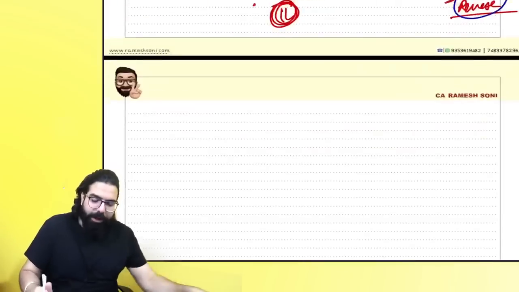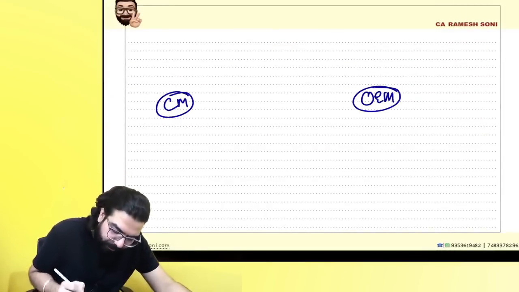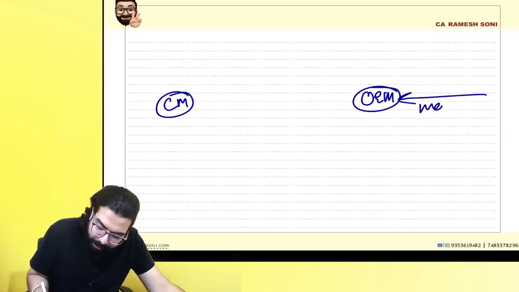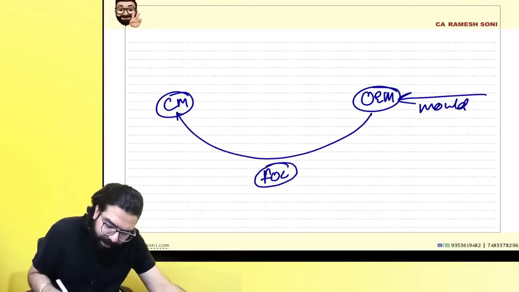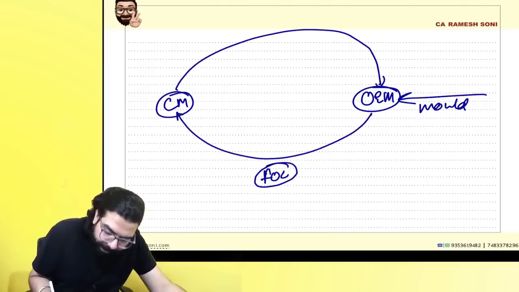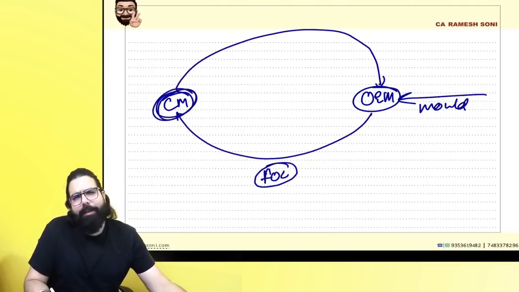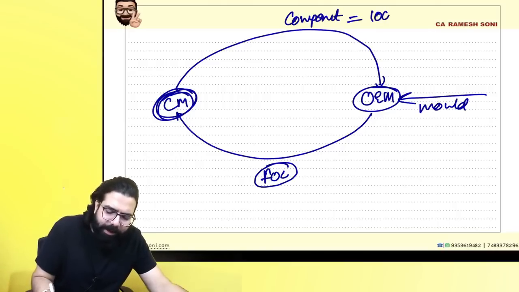The next one over here is the original equipment manufacturer, and we have the component manufacturer. Now, the original equipment manufacturer told, I will buy the mold and give it to you, free of cost only I will give it. But you have to make the component and give it to me. Now the component manufacturer told, okay, I will charge you per component. For example, he charged me 100 rupees.